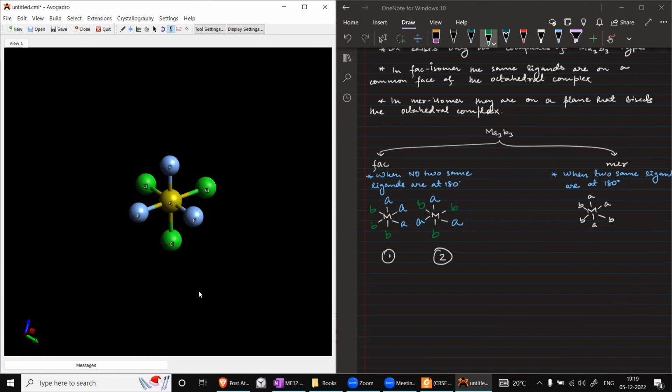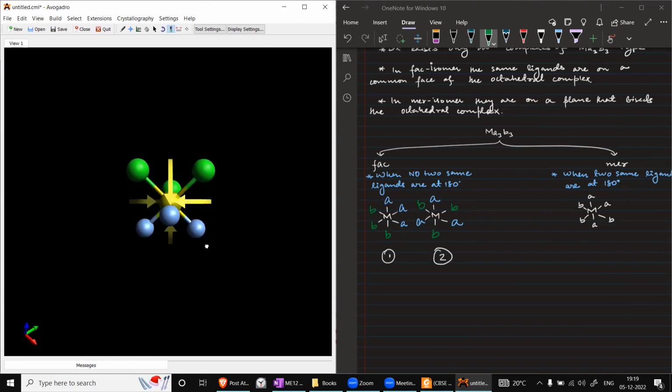Yes or no? Can all of you see that? Yes. Okay. So both of these are the same structure. They are not different structures. Please remember that. Okay. And as you can see, you can have all of these three in one plane like this. Okay. And all of these three are in one plane.